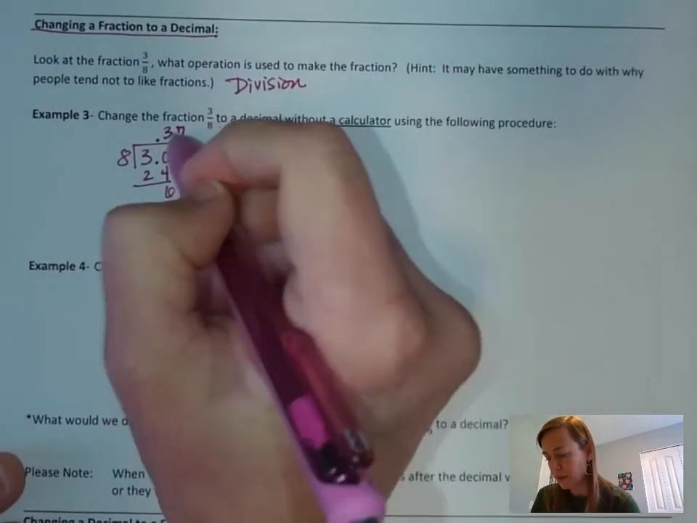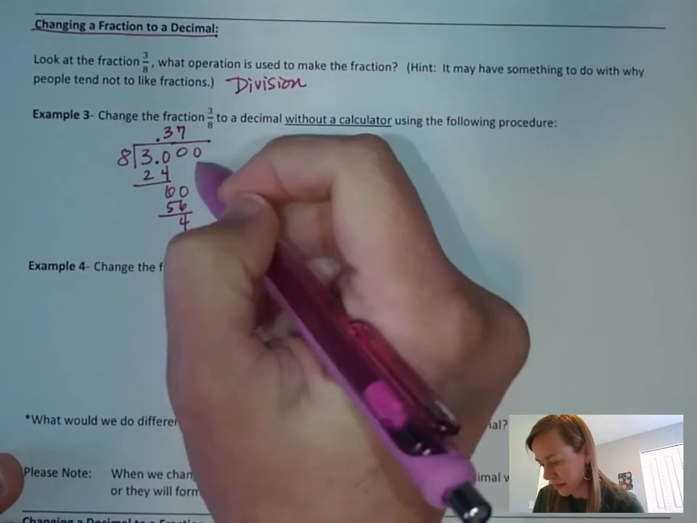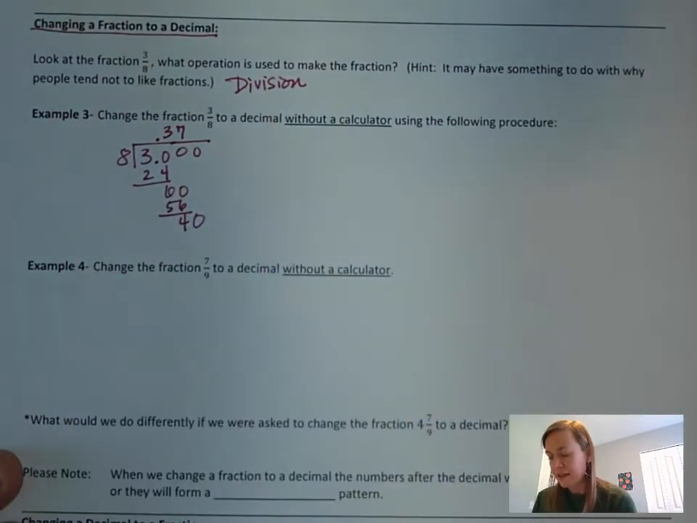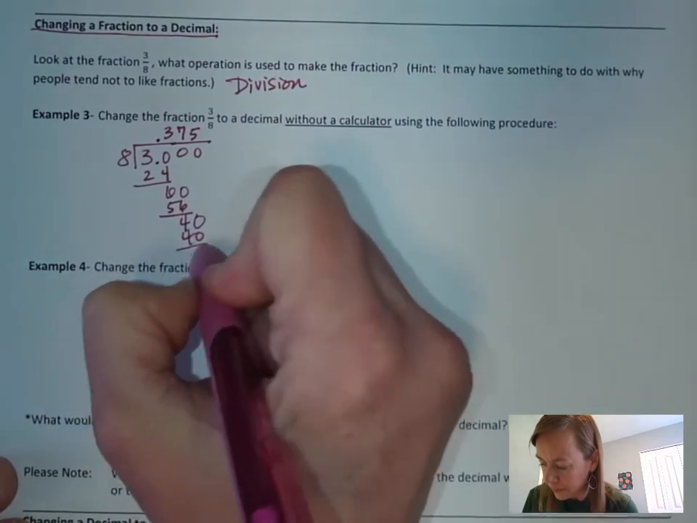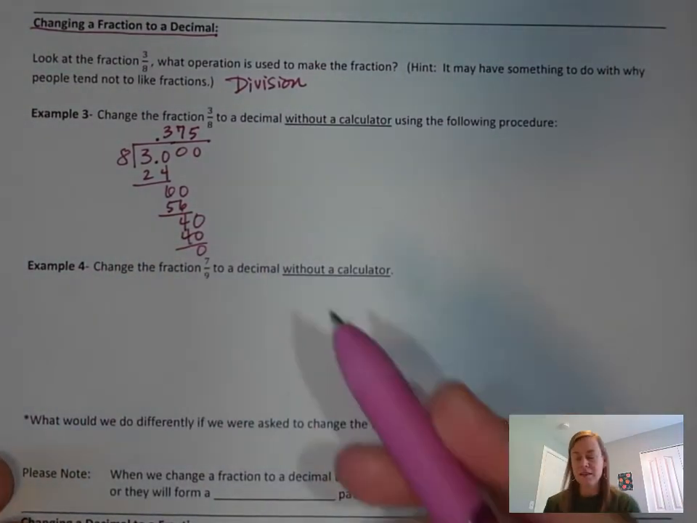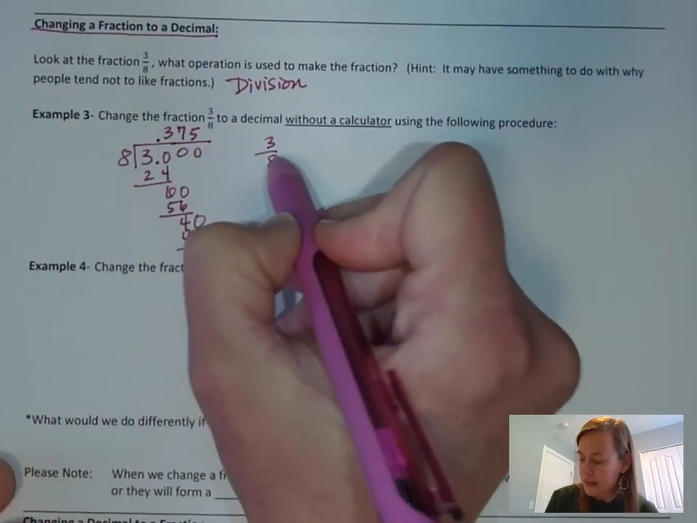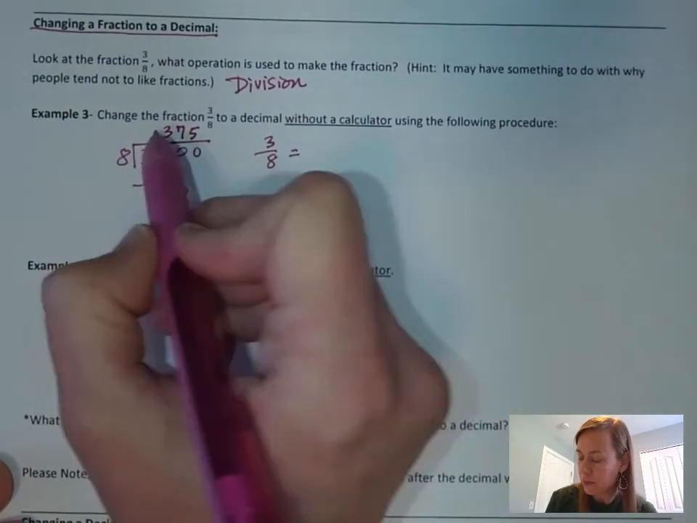8 won't go into 4 either. So let's bring down another 0. And, oh, that one goes evenly. 8 times 5 is 40. And then we have 0 there. So 3/8 is the same thing as 0.375.